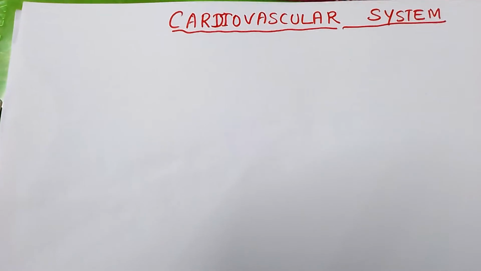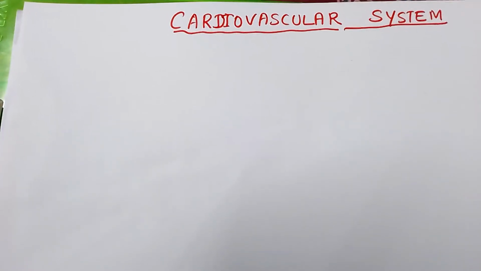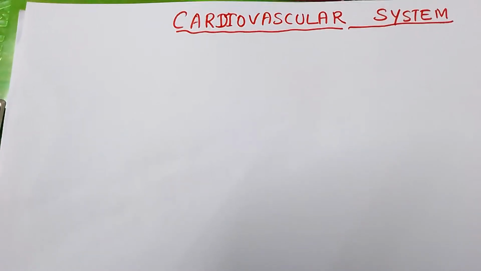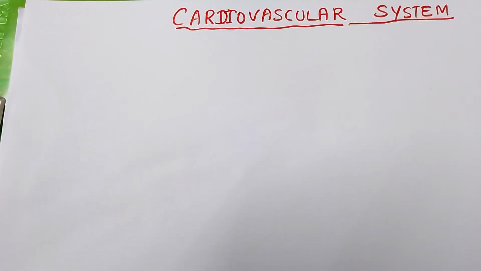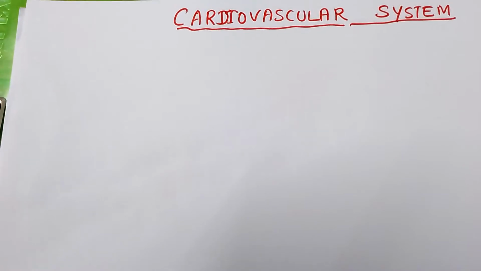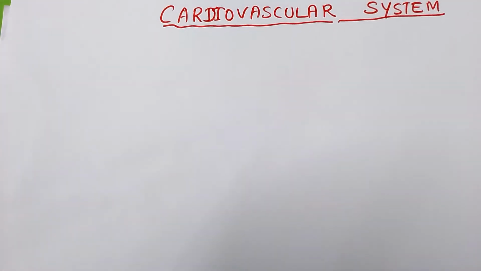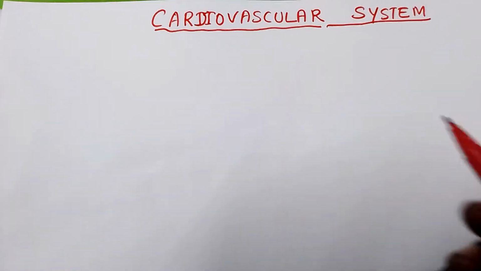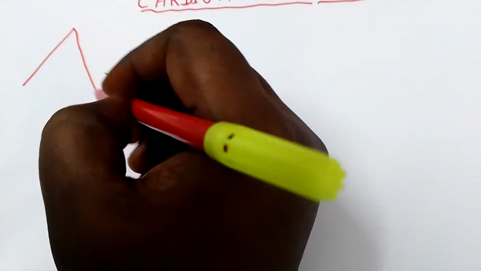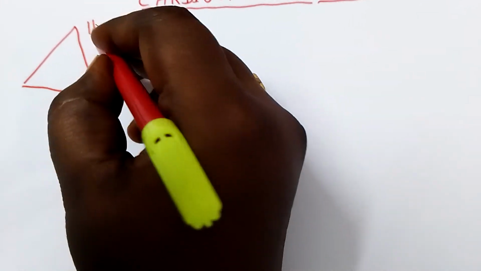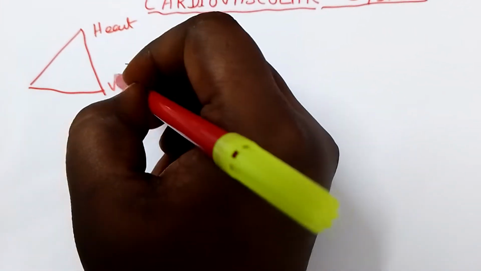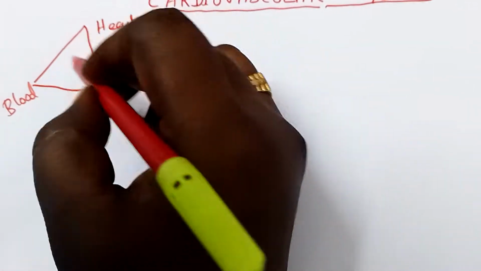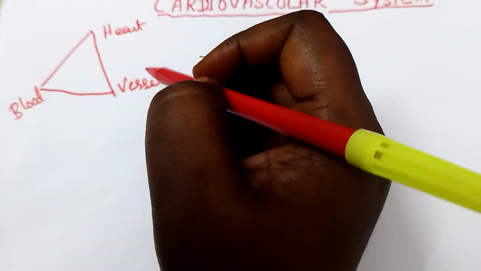So from that, if we continue, our human being has a double closed complete system. Double closed complete system is called the human cardiovascular system. The open system is in the insect. Mainly in this chapter, the cardiovascular system consists of mainly heart, vessels and blood. So we are going to see mainly about the heart and the vessels.